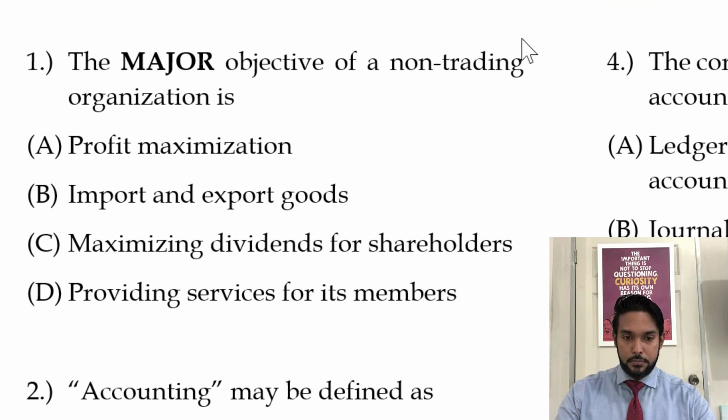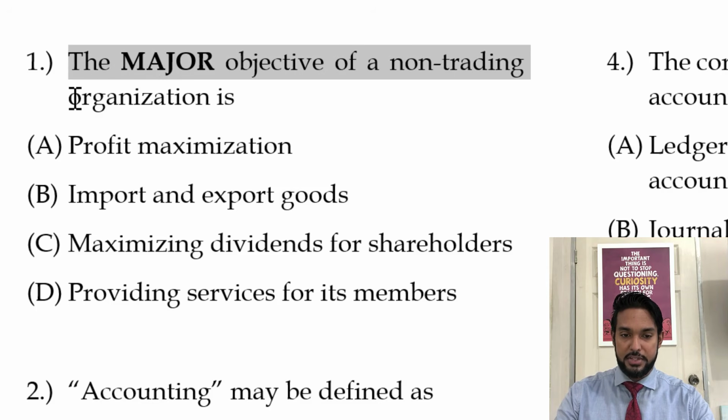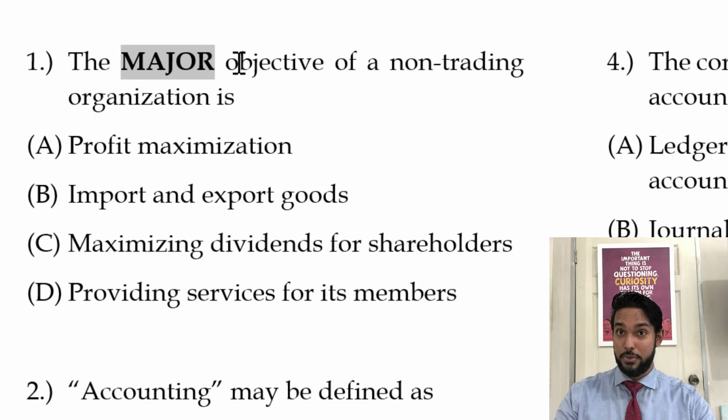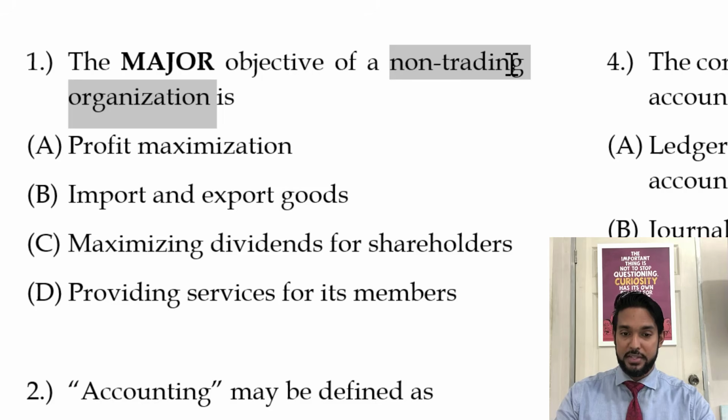So number 1, they like to bring a question. It says the major objective of a non-trading organization is... Now even though they put this word in bold and capitalized it, it is not the most important phrase in that question. This is non-trading organization. What is a non-trading organization? How does an organization not trade? Well, for those of you who have done non-profit organizations, that is what this is referring to. And I'll tell you, when I first saw this question while doing the multiple choices, I had no clue what they were talking about, honestly. And this was within the last 5 years.